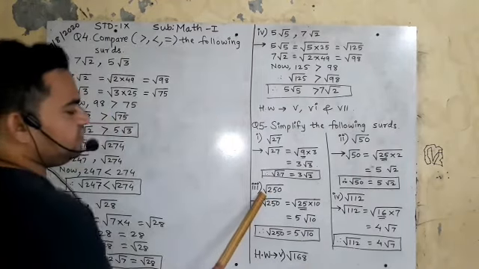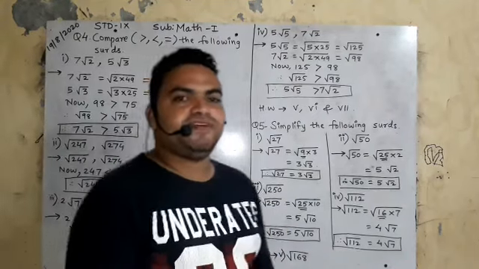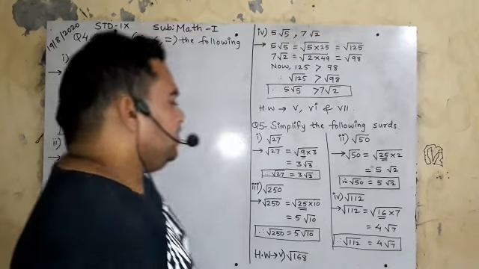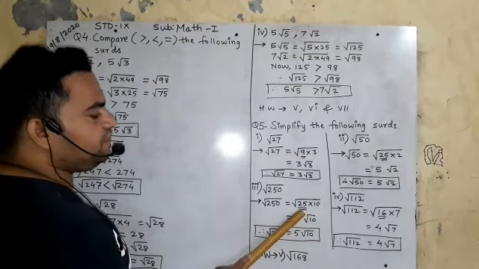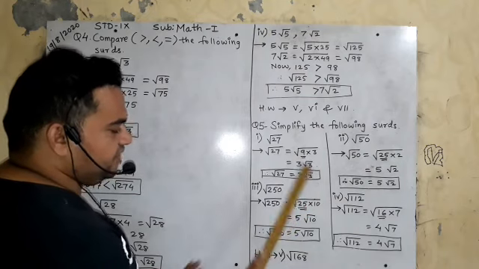Okay. Now see here, square root 250. It is very simple. Directly you will say 25 tens are 250. Okay. 25 tens are 250. 25 is the perfect square of 5. So 5 will come out here and this 10 will be as it is.